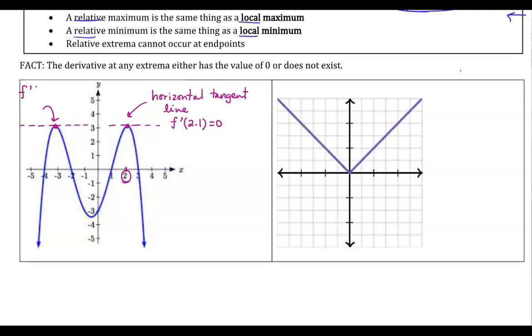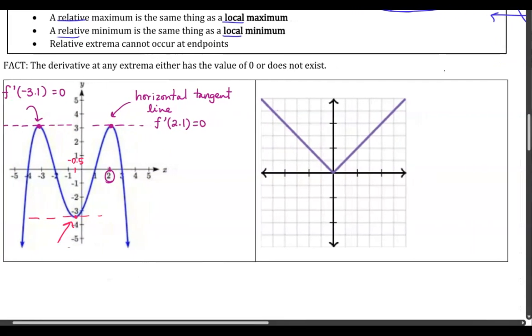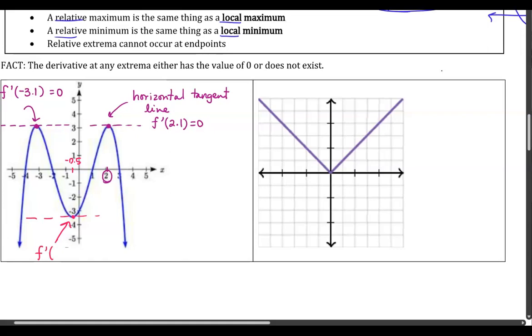And the derivative is equal to 0 when x is equal to negative 3.1, because we know that the derivative is the slope of the tangent line. Similarly, down here we have a relative minimum at what I will estimate to be about negative 0.5. Because again, we have a horizontal tangent line there, I could say that the derivative at negative 0.5 is equal to 0.